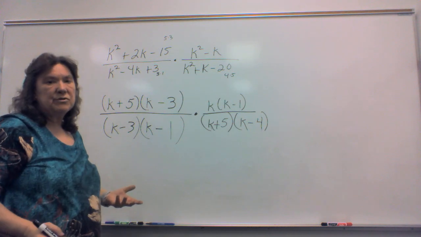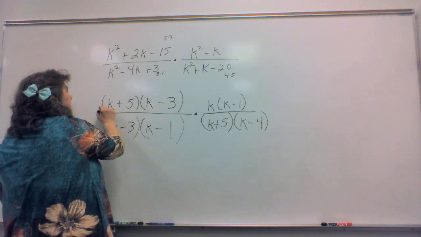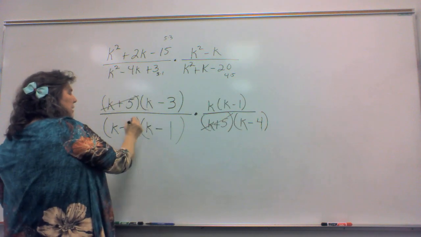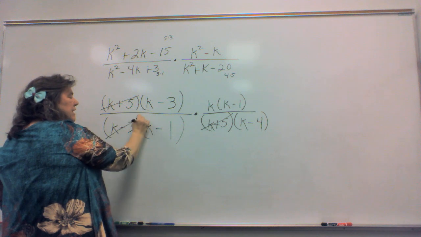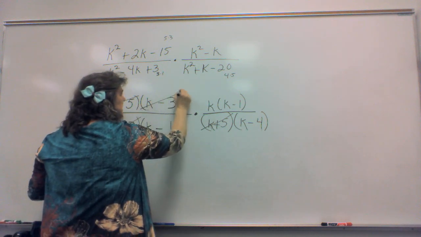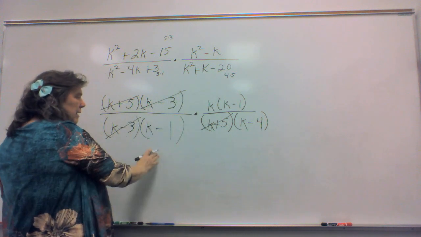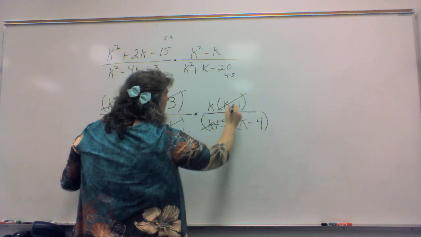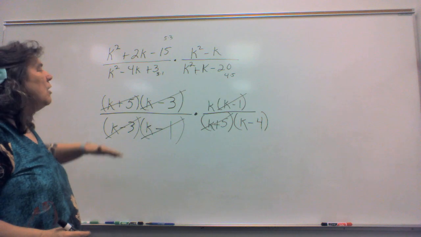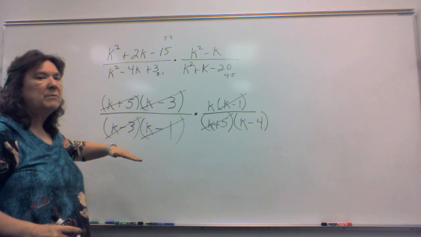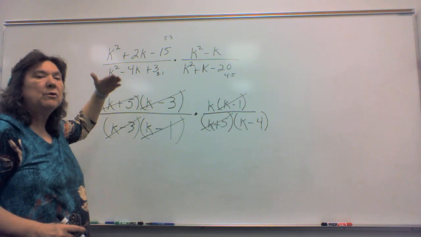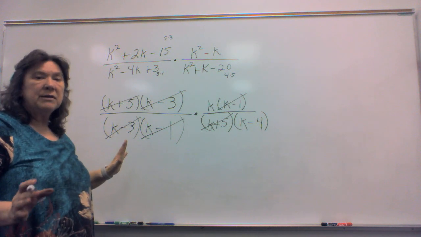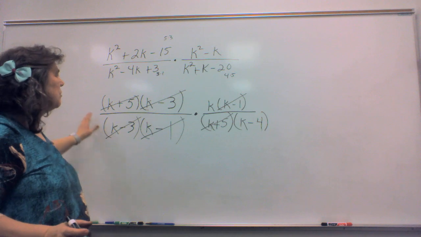Now let's look for those common factors. Here I have a k plus 5 and a k plus 5. On the denominator here I have a k minus 3, and this is a k minus 3. Now I have a k minus 1 on this denominator and a k minus 1 in the numerator. As you see, one has to be in one of the denominators and the other one has to be in one of the numerators. So is there anything more that's the same? No, there isn't. So what's left?